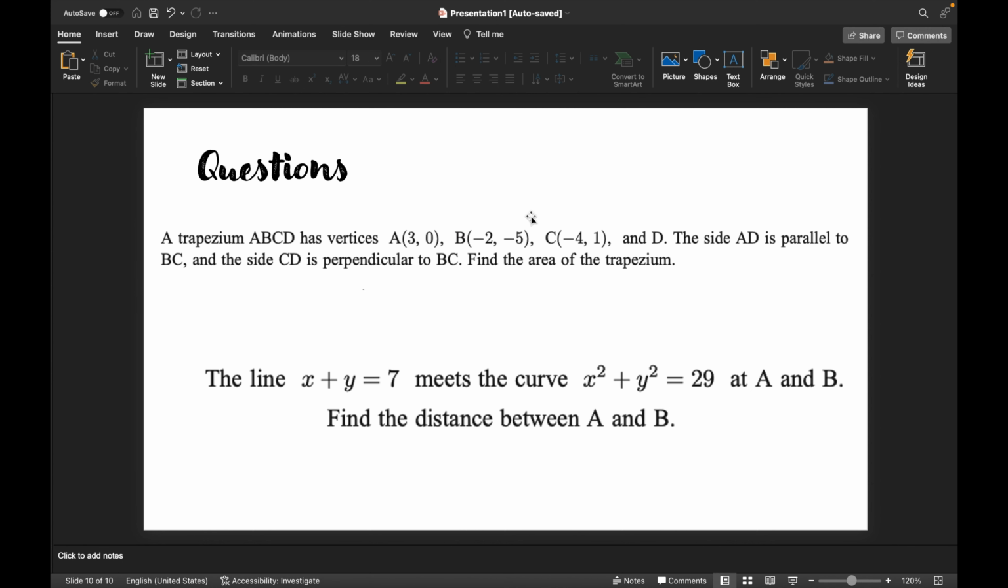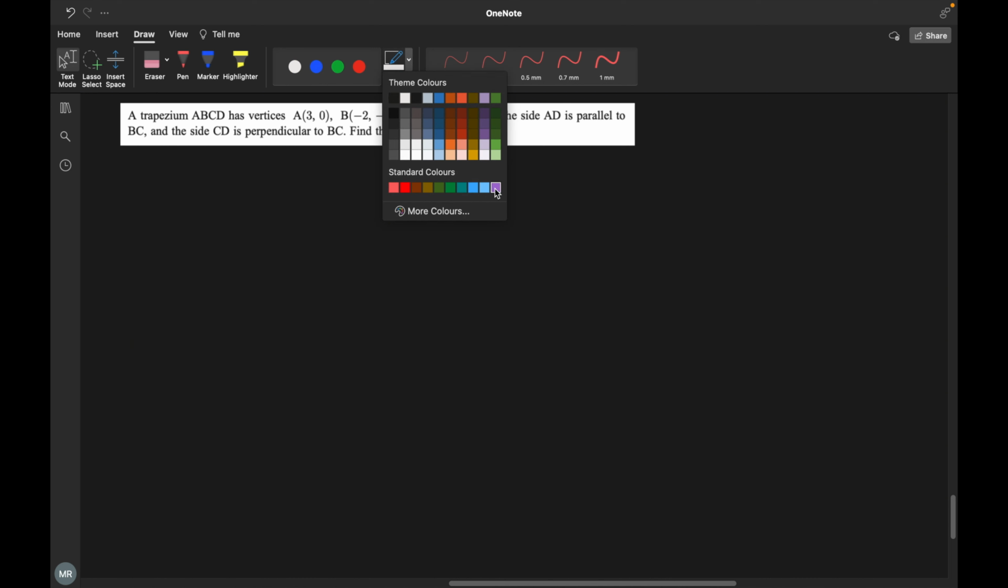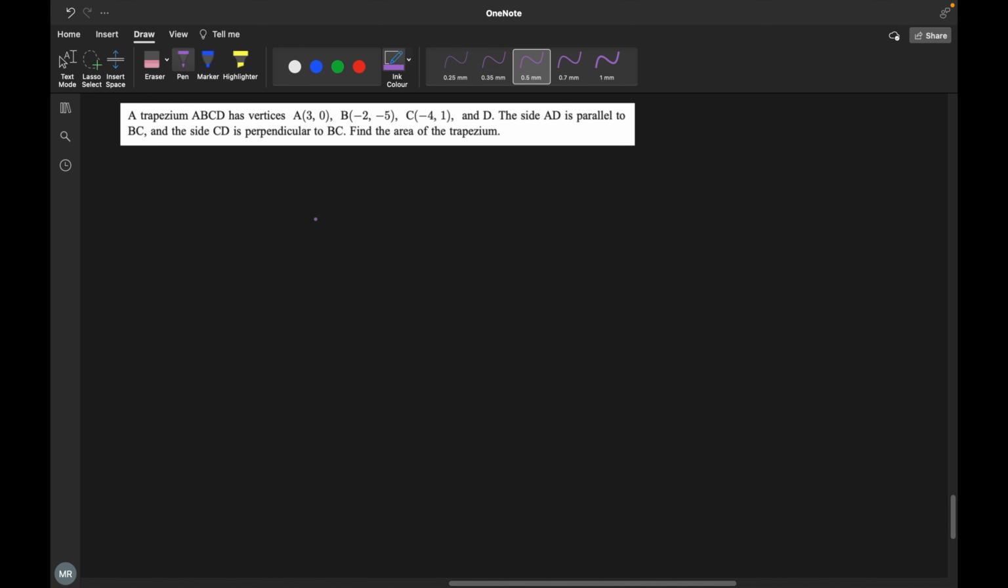Okay, so now let's solve this question. First let's read the question. A trapezium ABCD has vertices A, which is (3, 0), B, which is (-2, 5), C, which is (-4, 1), and D. The side AD is parallel to BC. Parallel is the keyword. And the side CD is perpendicular to BC. We find the area of the trapezium.